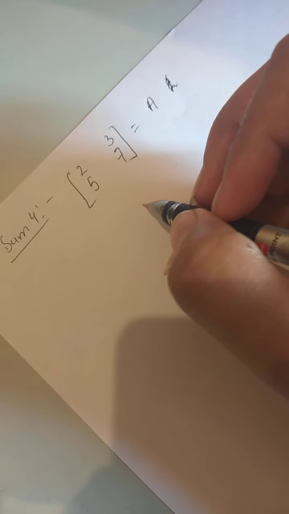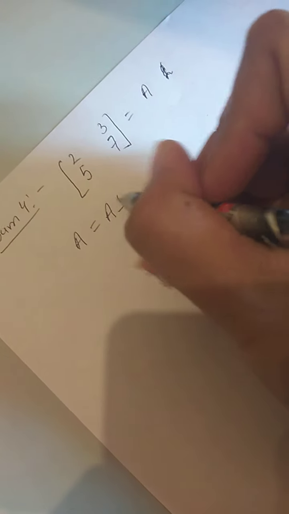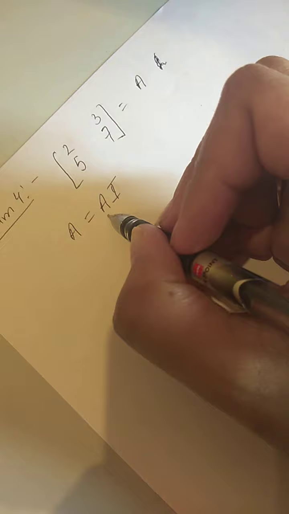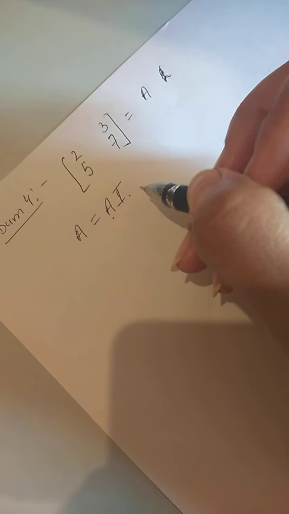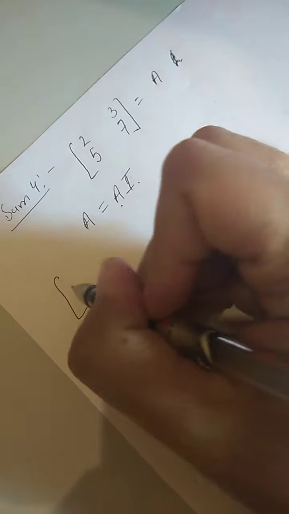Yes, students. Sum number 4 we will do with the help of column operations. For that we will write it as A equals AI. The only difference is that in row operations we write A after I, and in column operations I will be written after A, right? So let us start the sum.